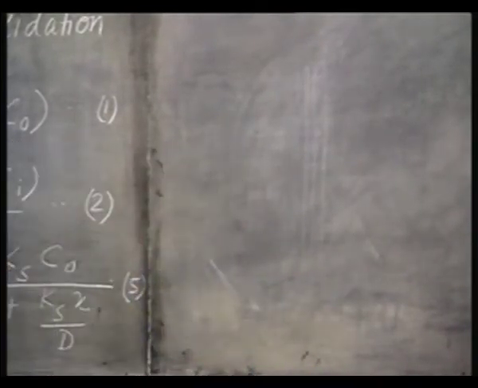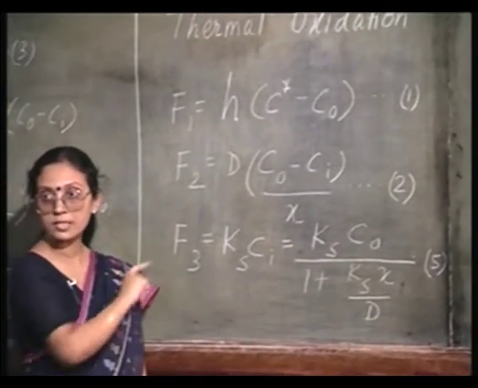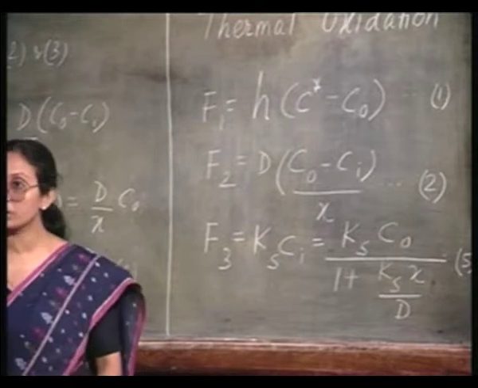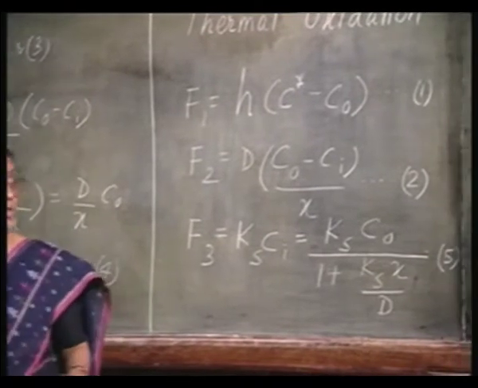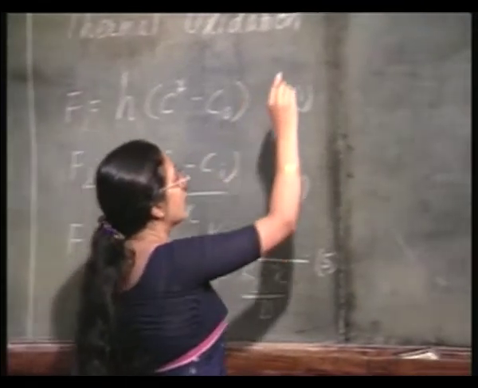Now, if I equate F1 and F3, because under steady state condition, as I have told you, all the 3 fluxes are equal. So, now if I equate F1 with F3, what do I get?